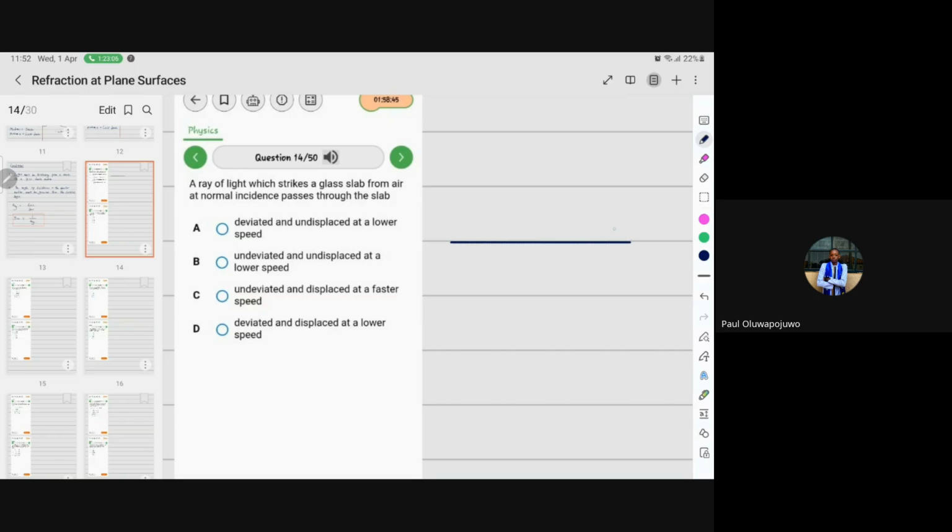Here, this is air. Then this is glass. Then it says that the ray strikes from air at normal incidence and passes through the slab. Now, normal incidence this way is a straight line. Remember, this is your normal, and the angle of incidence here is equal to 0. Do you get what I'm trying to say? It goes straight up, and at that point it doesn't bend, in as much as it's traveling from air to glass.